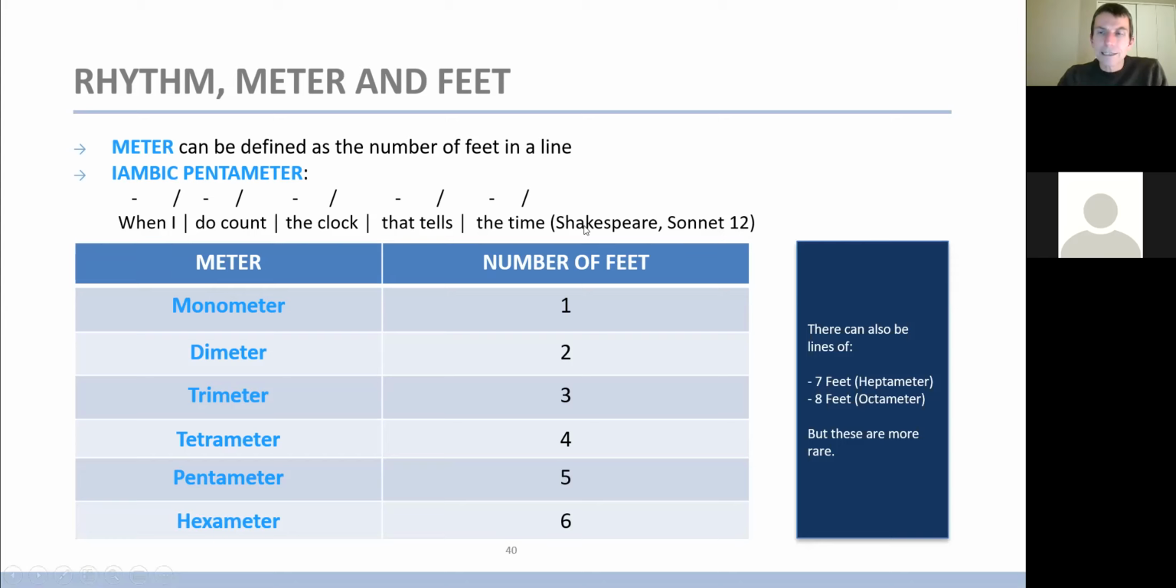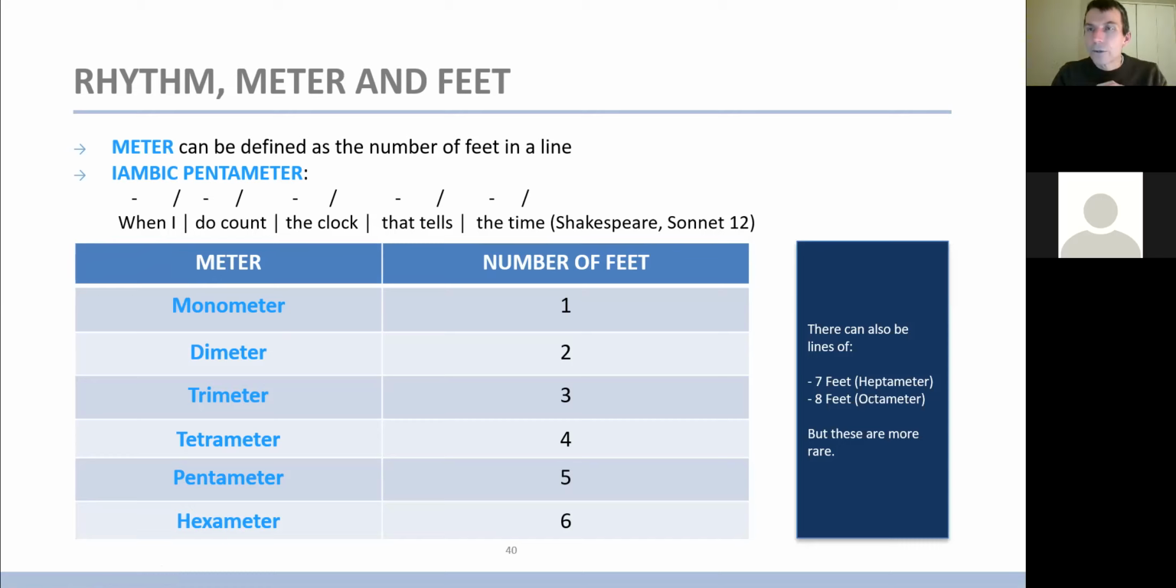So here's a classic example from Sonnet 12. "When I do count the clock that tells the time." So I'm exaggerating it there, no one reads it like that, but that's a classic example of an iambic pentameter line right there, okay? And we'll hopefully have time to read that poem closely because it's a good example of the content mirroring the form.